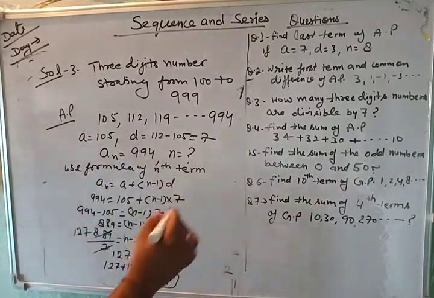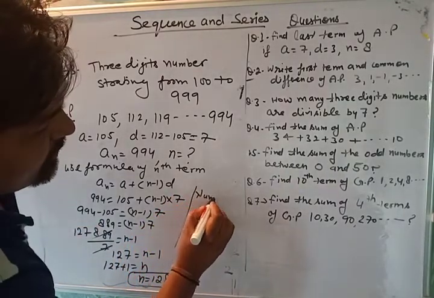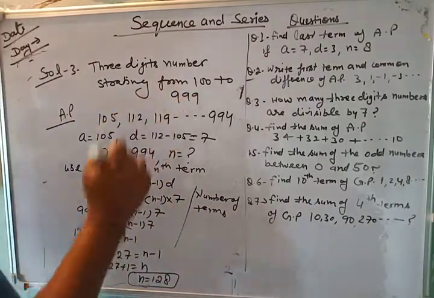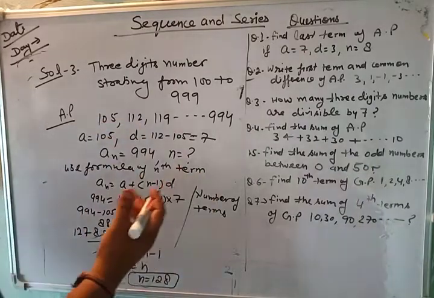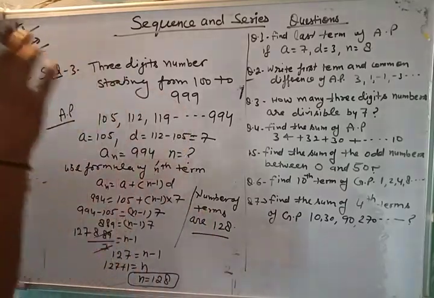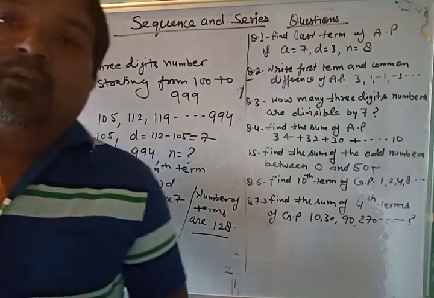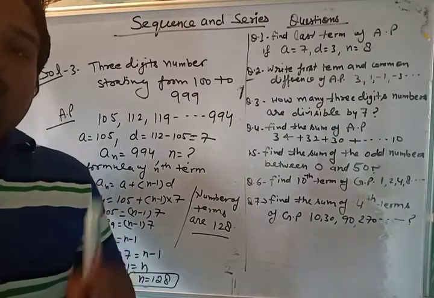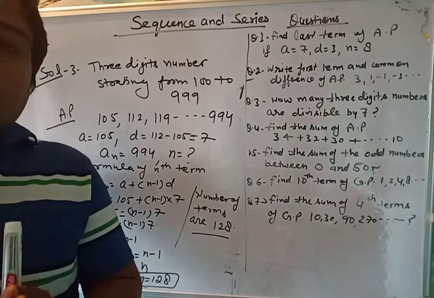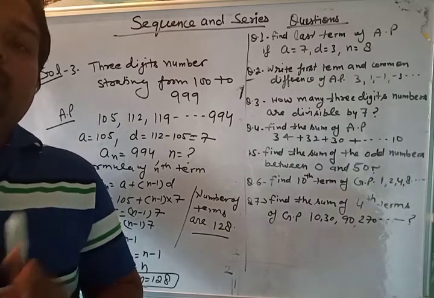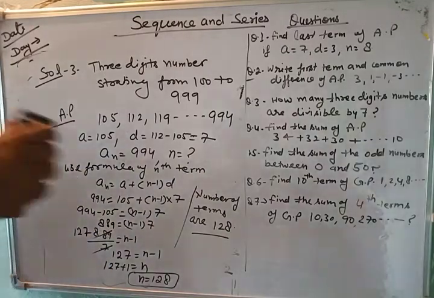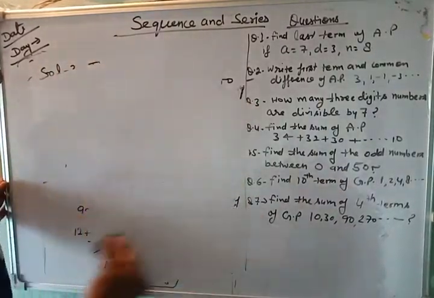So the number of terms between 3 digit numbers, the number of terms are 128. It means between 100 to 999, 128 terms are divisible by 7. Clear? Next, for the next term, the sum of nth terms.